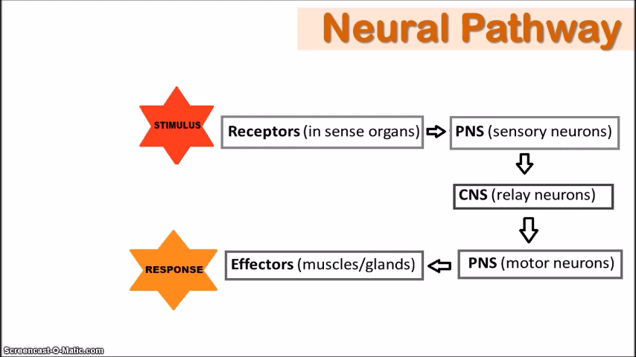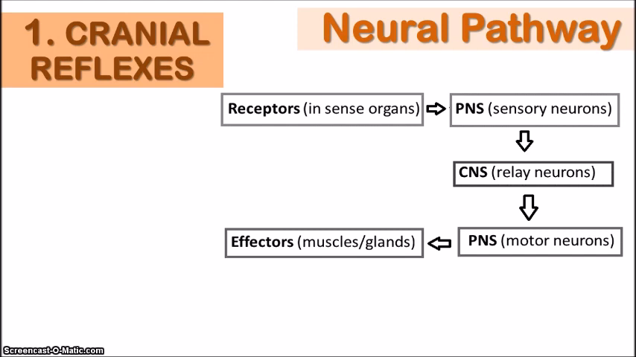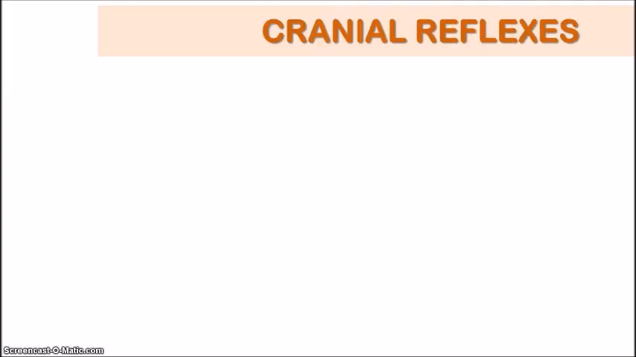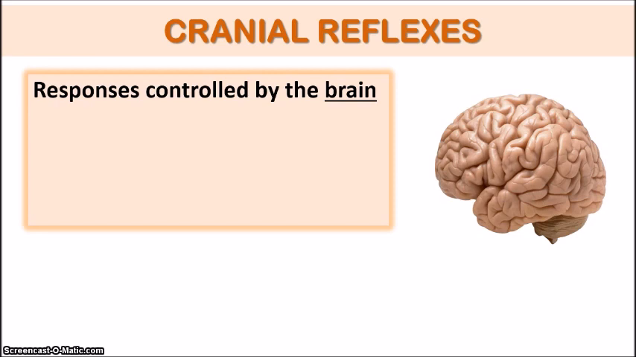Now there are two types of neural pathways I'm going to look at in this video. The first one would be the cranial reflexes, and then secondly the spinal reflexes. So let's look at the cranial reflexes first. Cranial reflexes are those responses controlled by the brain. So in other words, the messages are going to be sent to the brain. The brain is going to be coordinating these messages and then sending them to the effectors.